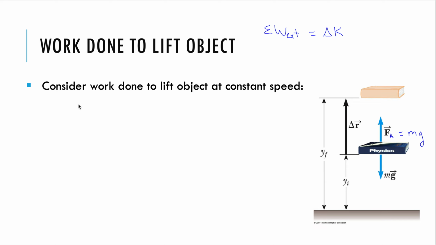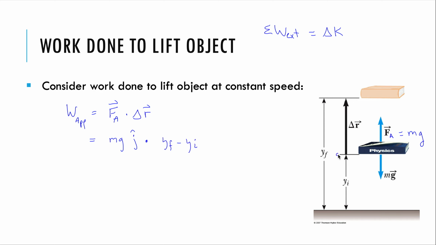So let's find the work done to lift the object. It's a constant force. So the work done by this applied force, I'll just call it W_app for the applied, is going to be the applied force dot delta R. So the applied force has a magnitude of mg, but it is upward in the j direction. And then delta R is going to be y final minus y initial.